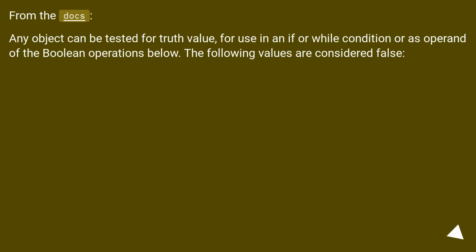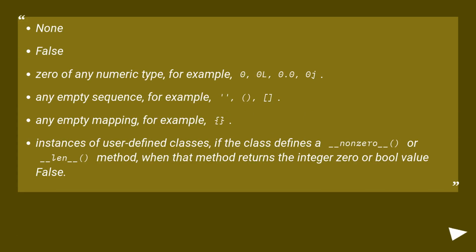From the docs: any object can be tested for truth value, for use in an if or while condition or as operand of the Boolean operations below. The following values are considered false: None, False, zero of any numeric type, for example, 0, 0L, 0.0, 0j. Any empty sequence, for example. Any empty mapping, for example.